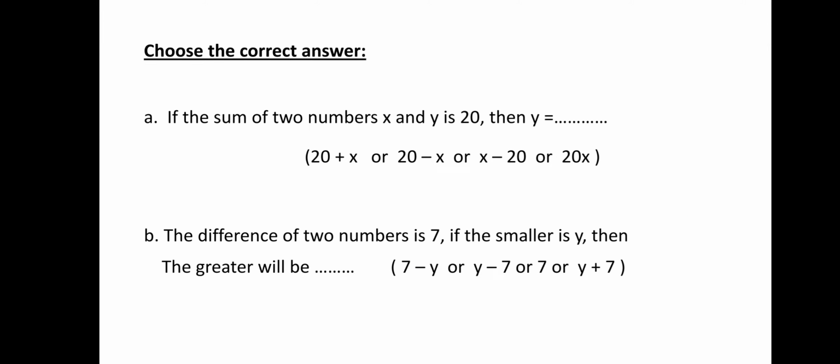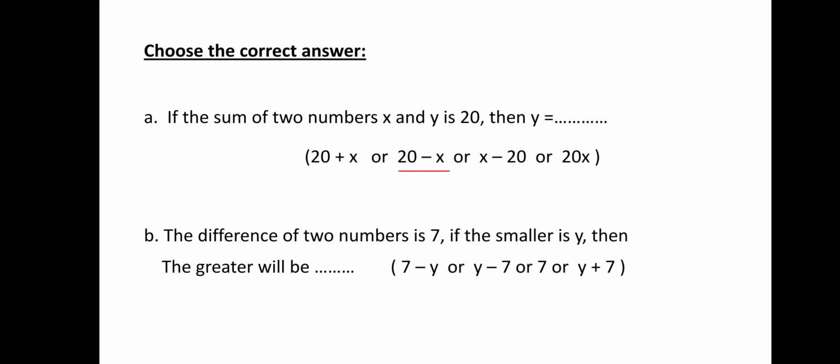Choose the correct answer. Number A, if the sum of 2 numbers X and Y is 20, then Y equals. We must know that X and Y are small numbers, and the result of the addition is called the big number. So the sum of the addition is the big number. If we know the small number and the big number, we can write Y. Y is a small number, so we change the addition into subtraction because we want a small number. If we want a big number, we keep the addition as it is. So if we want Y or X, we take the sum of these numbers minus the other one. So it will be 20 minus X.